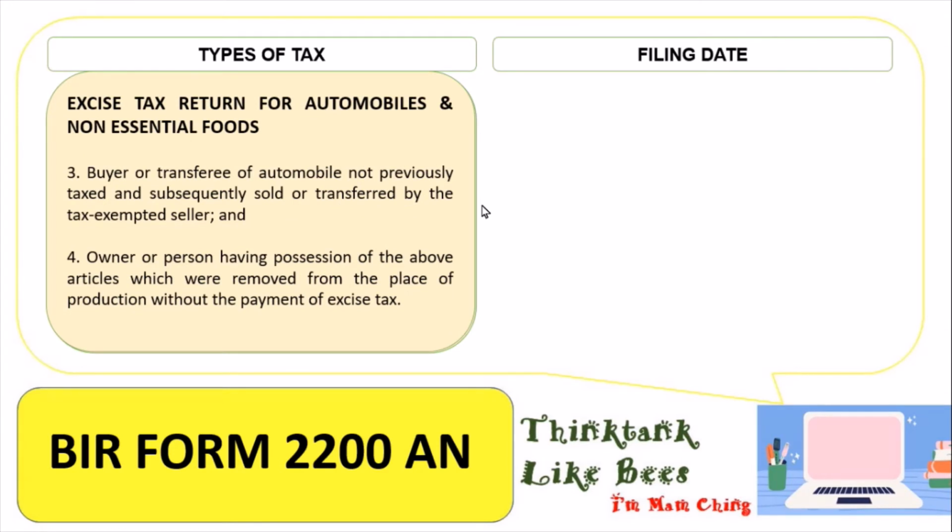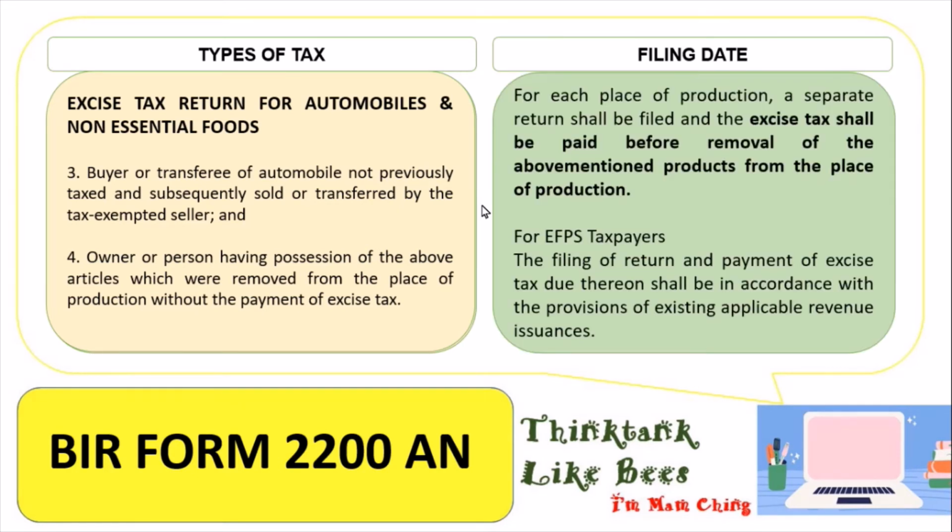Buyer or transferee of automobiles not previously taxed and subsequently sold or transferred by the tax-exempted seller, and owner or person having possession of the above articles which were removed from the place of production without the payment of excise tax. So, filing date: for each place of production, a separate return shall be filed and the excise tax shall be paid before removal of the above-mentioned products from the place of production.